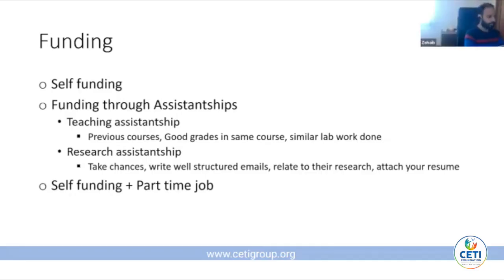Correct. So what do you want to do, Malik? Just one question, sorry, Zohaib. What do you want to do? You want to do an MS in computer science? MS in computer science, yes. Okay. Zohaib, yes, please.